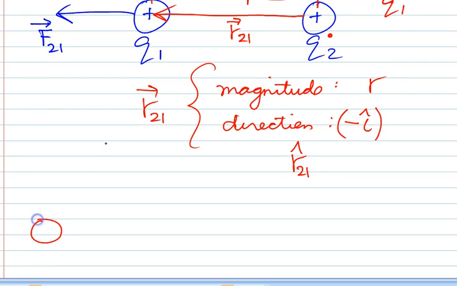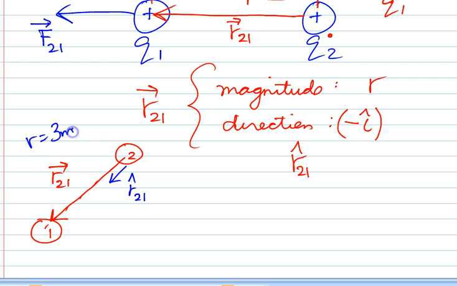If I have charges at a random angle, and this is charge 1 and charge 2, now I can say that r21 is the vector between them, and r hat 21 is a unit vector in the direction between them. So r21 could have a length of, maybe r is 3 meters, I don't know, but r hat 21 is only going to have a length of 1.